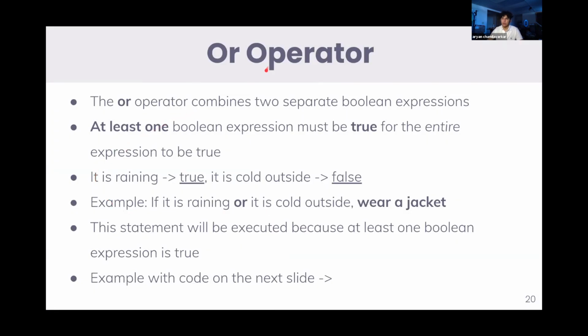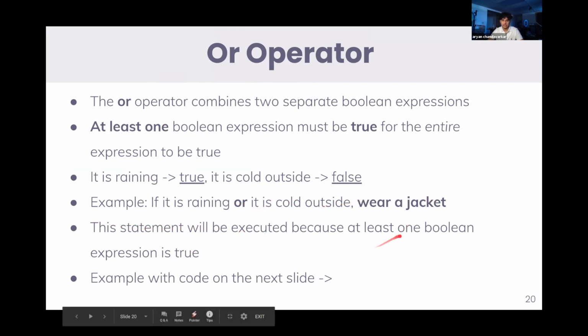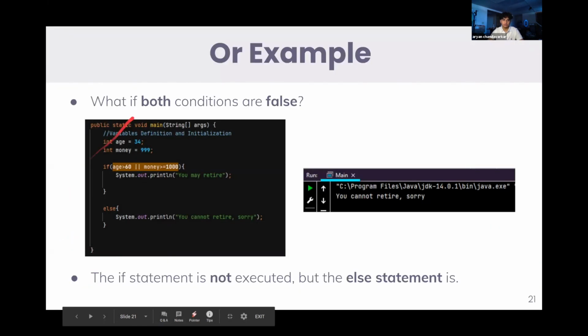All right, now we have the OR operator. If you hold shift and press the little button above your enter key, that's the OR operator. This means only one has to be true for the entire expression to be true. So in a sentence, that would be or. If it is raining or if it is cold, I will wear a jacket. The statement is executed because at least one Boolean expression is true.